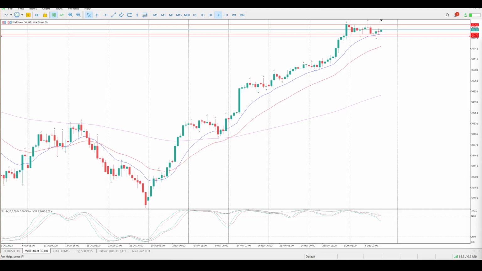Good morning, everybody, and this is your Dow Jones day trade setups for today. And quite honestly, there is nothing changed. We are still going sideways.